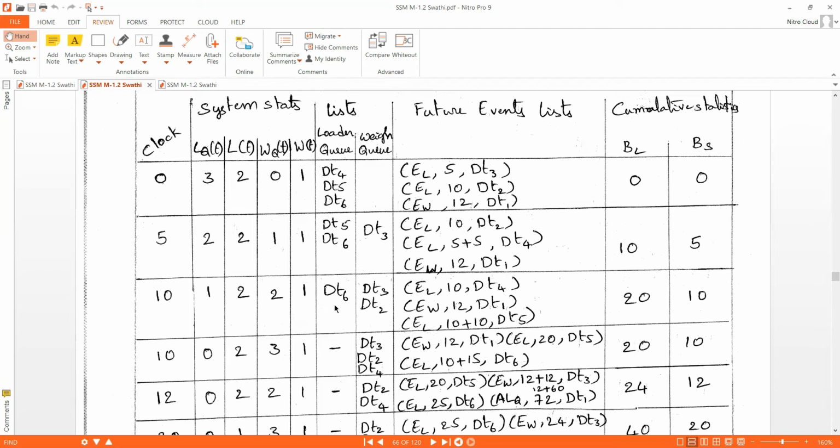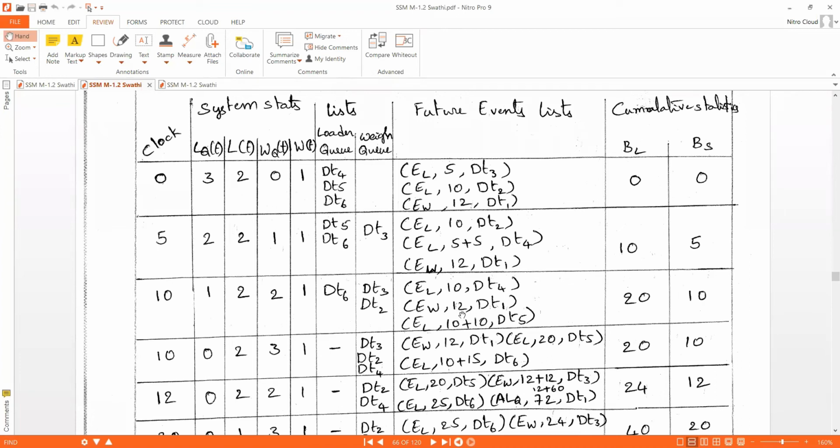Okay, and in the loader Q, we have only one truck, that is DT6. And in the weighing queue, we have two trucks, that is DT3 and DT2. Next, what are the future events here? That is one more event which is going to occur at simulation clock time 10, that is completion of ending loading event of DT4, at simulation clock time 10. Okay, next ending weighing event of DT1 at simulation clock time 12.